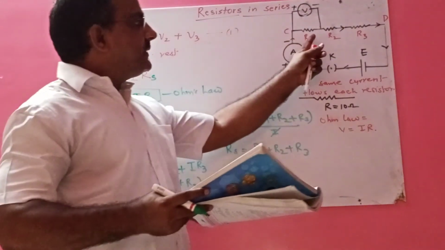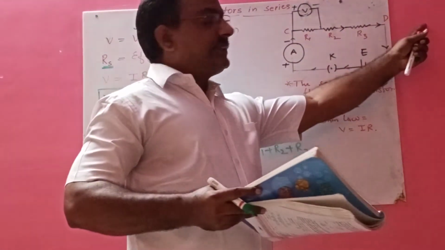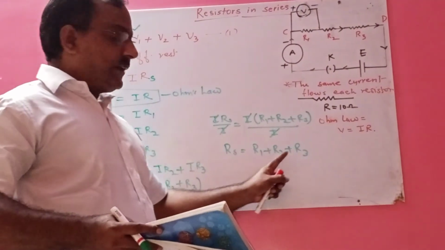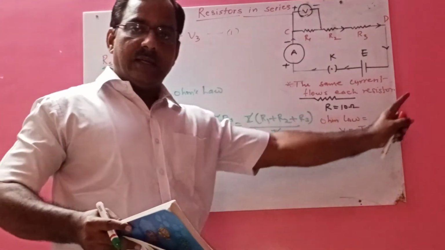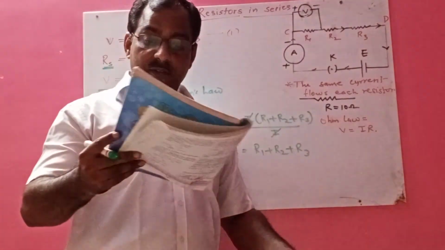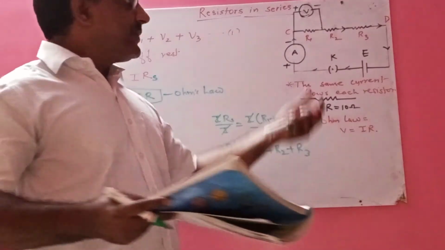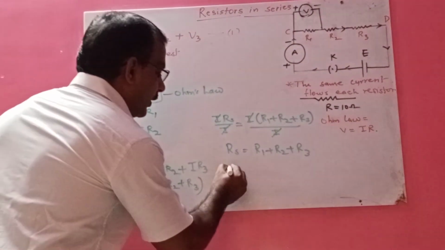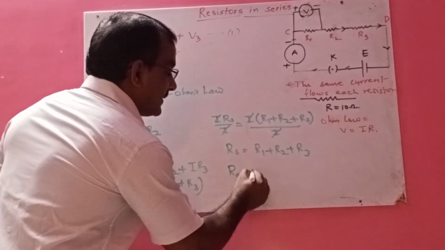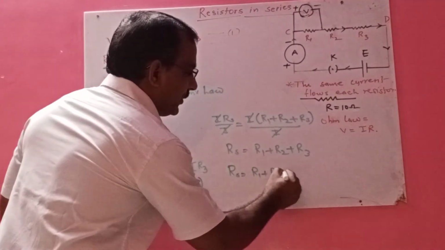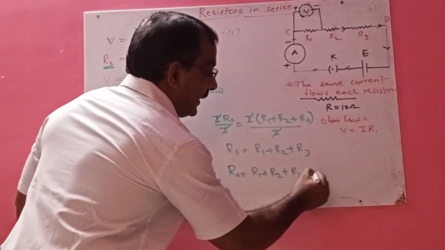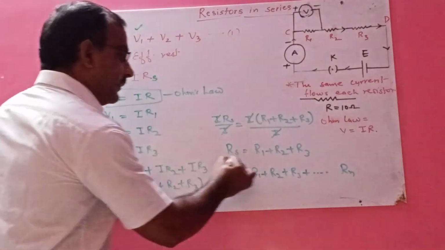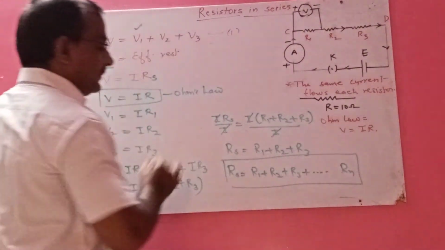Like this, suppose 10 resistors are connected. What will you get for effective resistance here? R1 plus R2 plus R3 plus R4 plus R5 up to 10. In the textbook it is given that if there are n resistors instead of 3 or 10, then RS is equal to R1 plus R2 plus R3 plus, the last one, Rn. So this is the effective resistance.